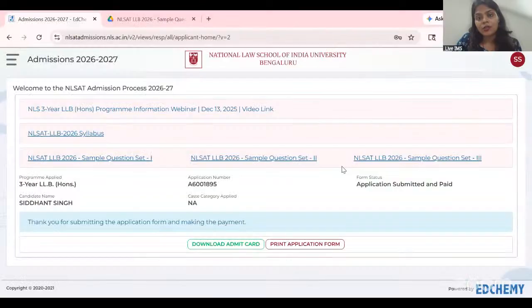So, let's get started. In this session, in this live, we will be talking about the NLSAT paper. This is going to be very important for all of us because the exam is scheduled. Now, when you log into your NLSIU portal, you will see that some sample papers have been uploaded, right? So in today's session, we'll be talking about those sample papers. I'll be solving one sample paper and help you understand how you go about solving a sample paper.